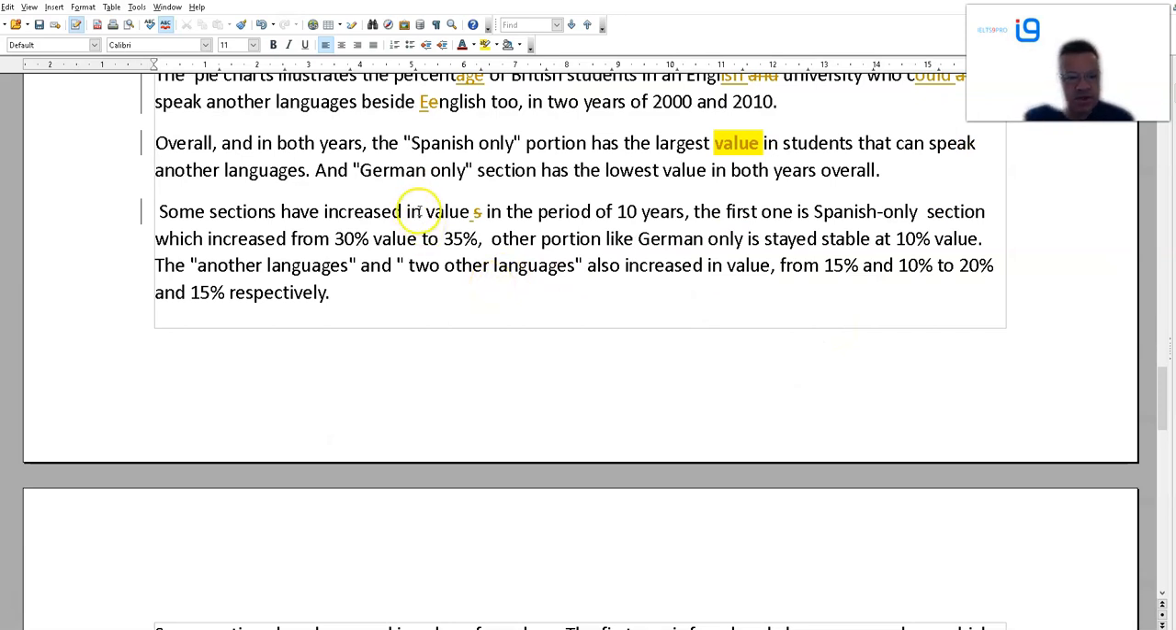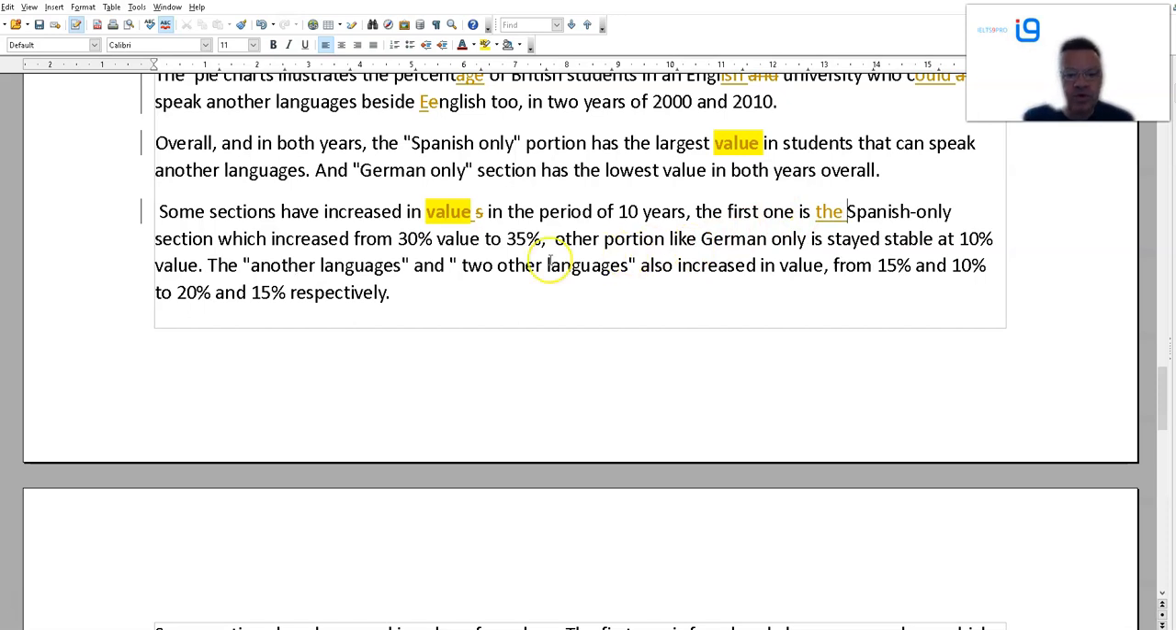Some sections have increased in value. That's again amount or number in the period of 10 years. For instance, is the Spanish only section, which increased. Why value? Value is what something is worth, not necessarily how much something costs. Okay, so we need to be careful here, because value doesn't necessarily mean what you think it does.